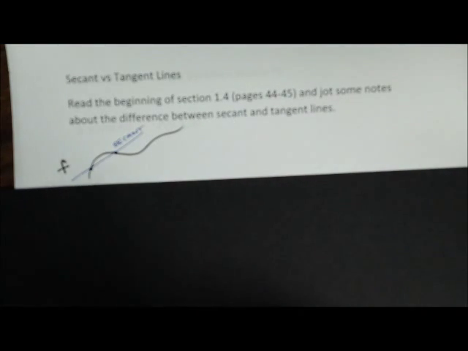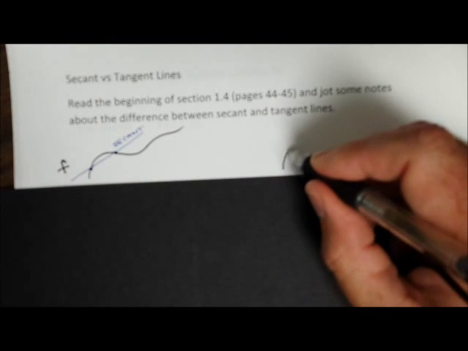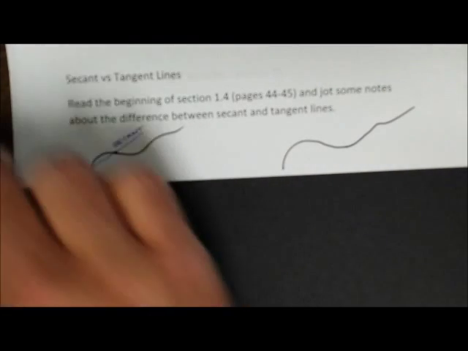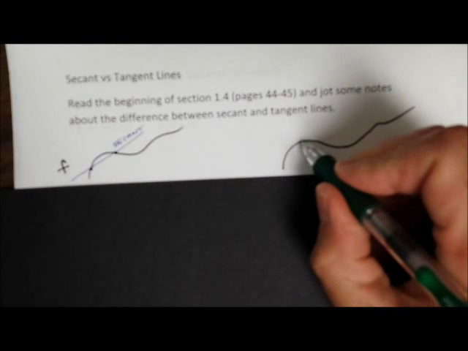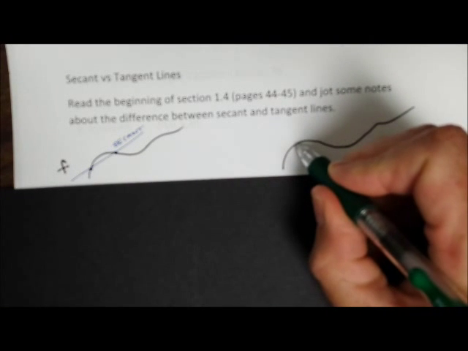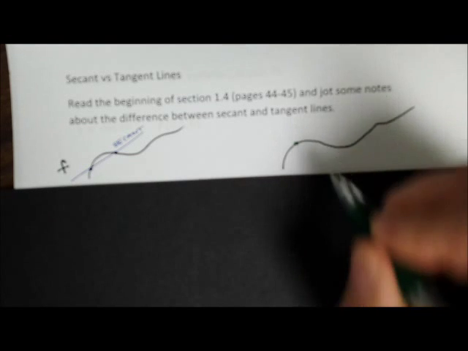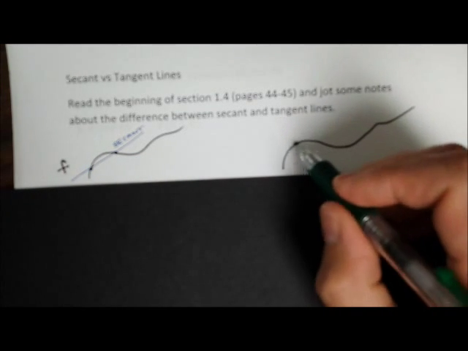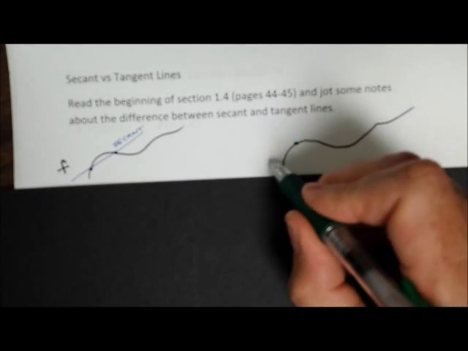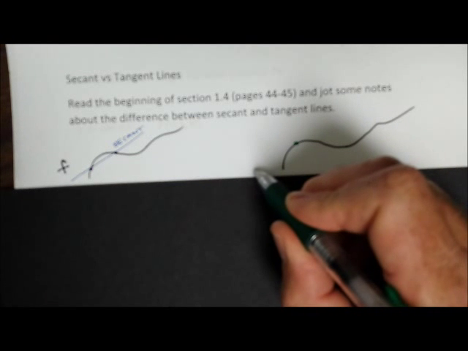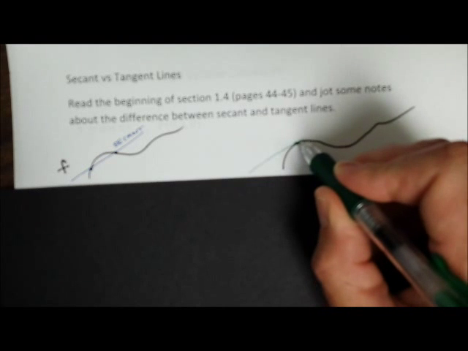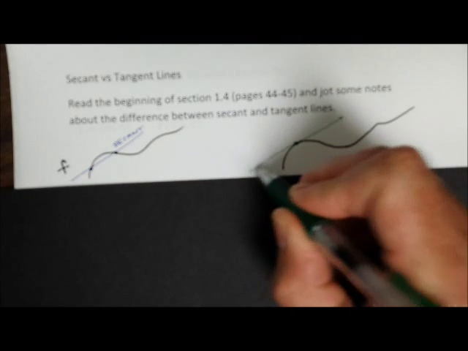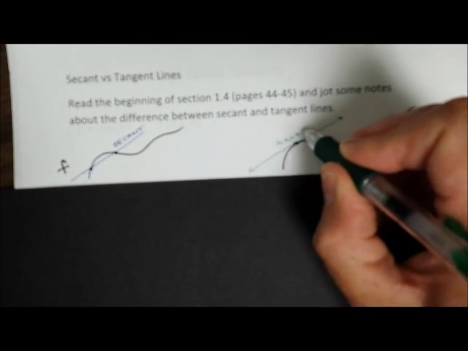On the other hand, a tangent just touches the curve, and it only touches at one point. It does not intersect the curve. Technically, I guess it does. Intersect means point in common, but this tangent line is just going to touch the curve. It just nicks it right there at one point. That is your tangent line.